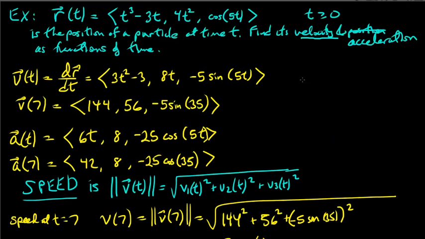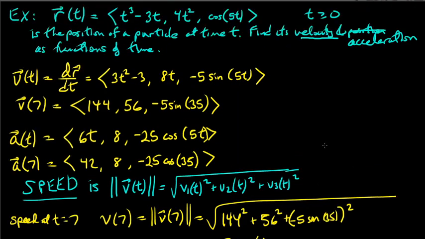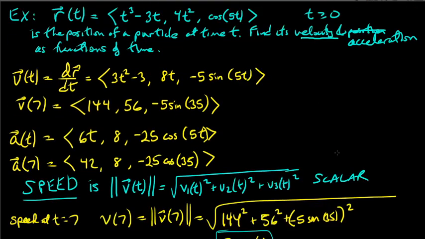And we never gave units, so it could be meters per second or miles per hour. Remember, speed is a number. It's a scalar. Speed is the scalar, velocity is the vector. That's why we just get a number here. Speed is a number, a scalar. Okay.